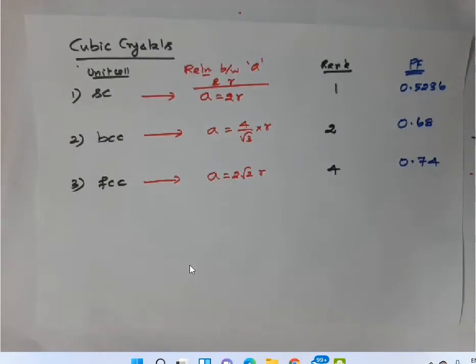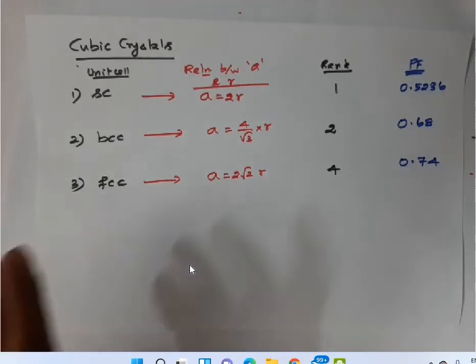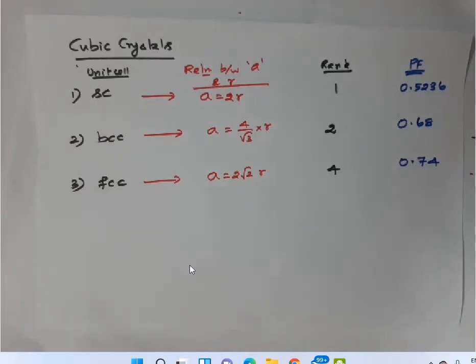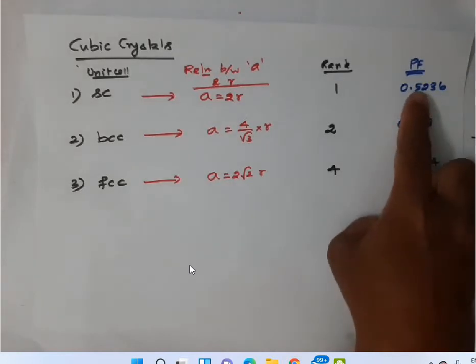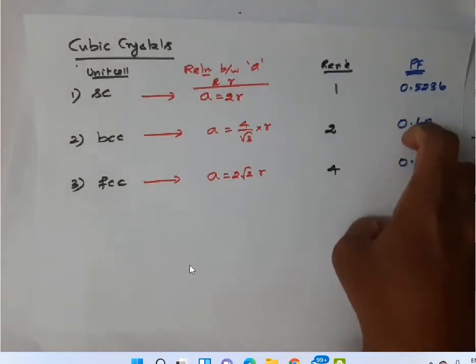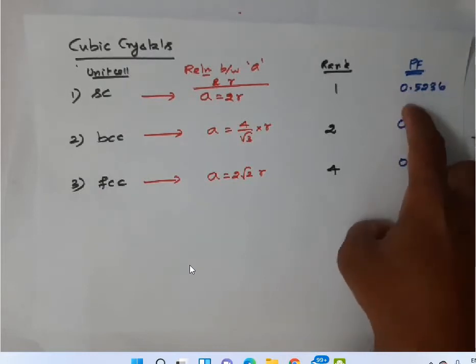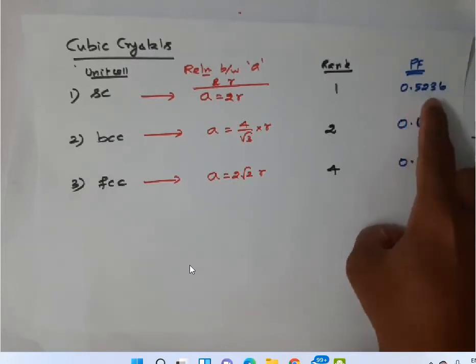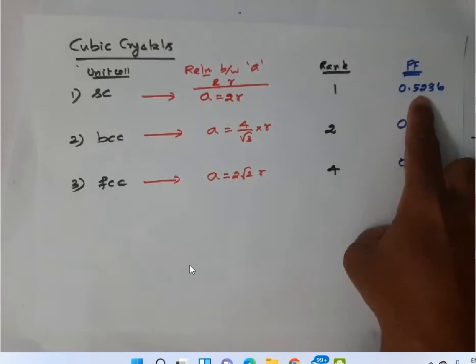These are all constant values, characteristic values for these crystals. Take them. I have given packing fraction values here. If you want in percentage, just multiply by 100. So in the case of simple cubic, 52.36% is occupied and the remaining space is empty.